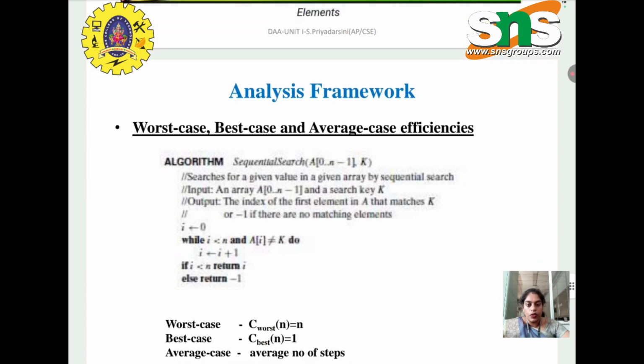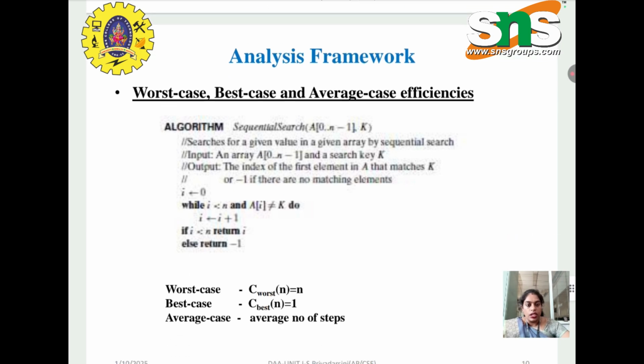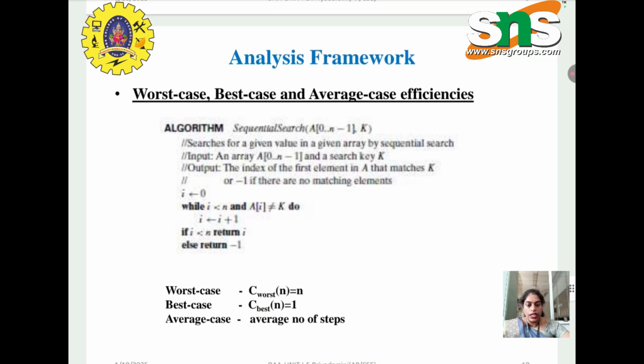Okay, next we will see worst case, best case, and average case. Different types of efficiency are there. First one is worst case efficiency, which is the maximum time an algorithm can take for an input of size n. Example, searching for an element at the last index, represented as worst case of n is equal to n.